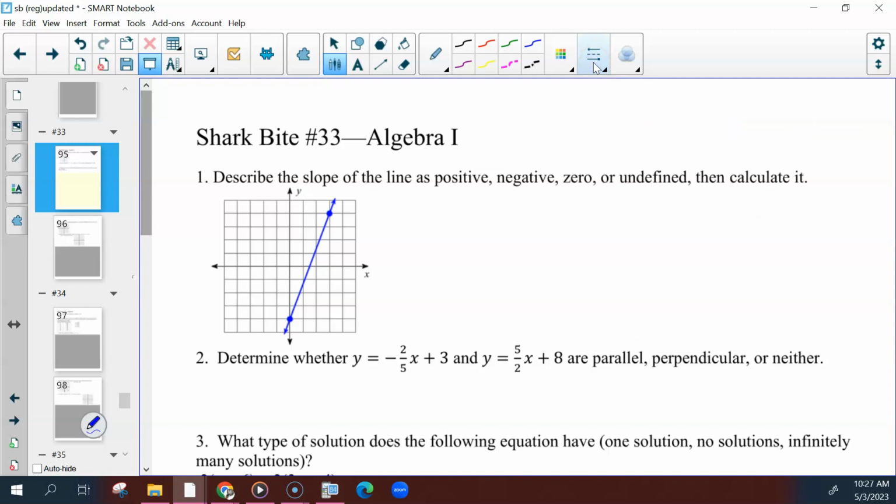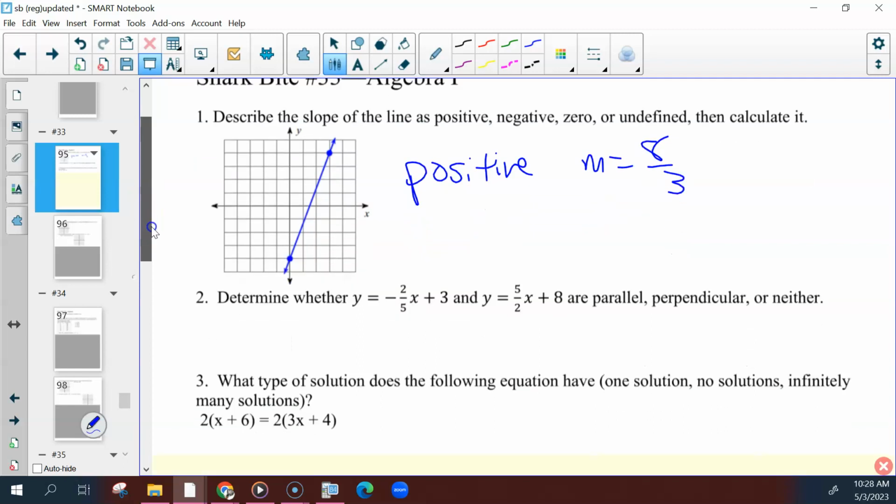The first one, is this a positive, negative, 0, or undefined slope? Positive. This is going up and to the right or down and to the left. And then you have to calculate it starting at either point. You can count up 1, 2, 3, 4, 5, 6, 7, 8, and to the right 3. So your slope should have been 8 over 3. Using Desmos here would have been more work, more time, because you would have to put in both points and then count the slope that way, which can be done, but you were doing the graph, so not necessary.